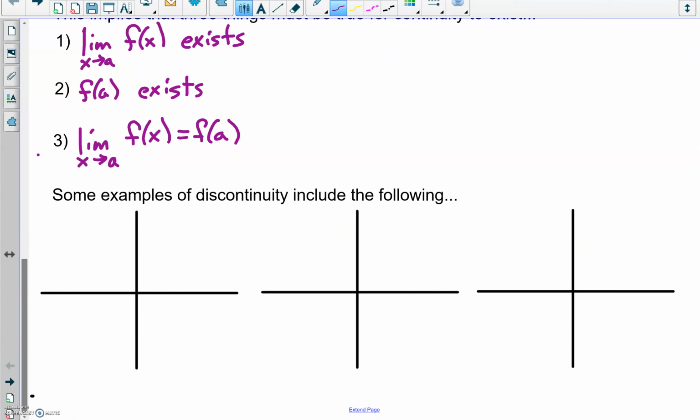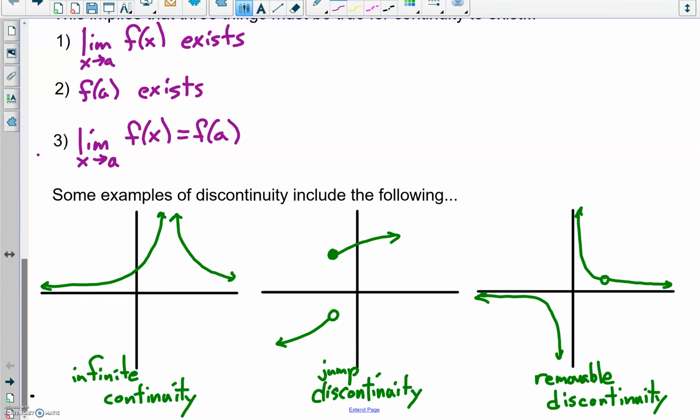Let's see what happens when there's discontinuity. The first one we'll look at here is infinite discontinuity. When you see this, it's pretty clear: parts of the graph are going up to positive infinity and down to negative infinity, and there's that vertical asymptote in between. So you would call this an infinite discontinuity.